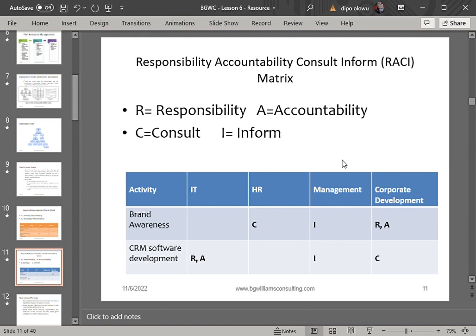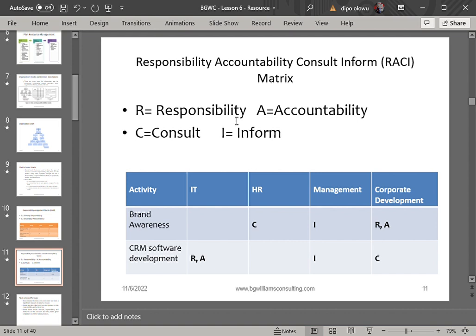Which means most often it is used to assign roles to departments. Okay, it's used to assign roles to departments. So now, what do we mean by responsibility? Responsibility, in this case, we are simply saying: who is going to perform the work? Who is going to perform that task?